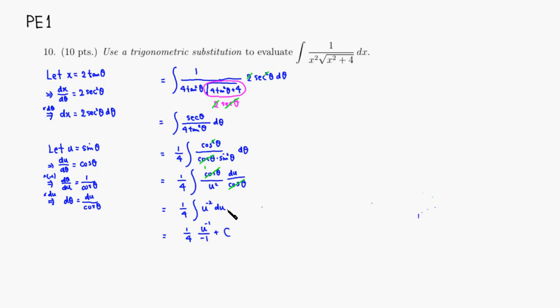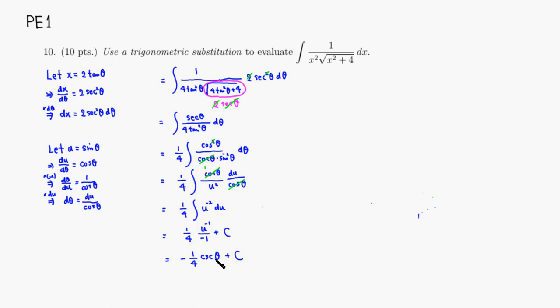Then originally u is sine, so we can rewrite this. There's a negative and a 1/4, and it's going to be a reciprocal of sine, so we can write it as cosecant of theta plus some constant c.